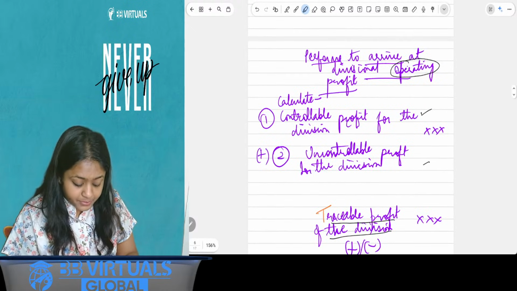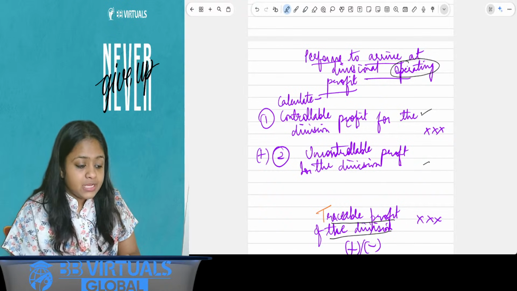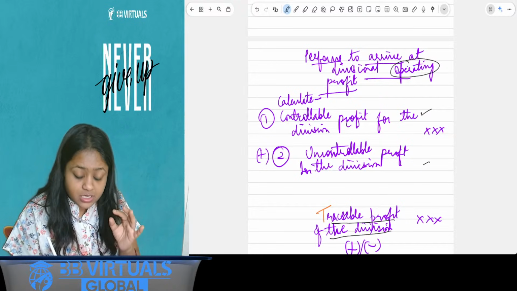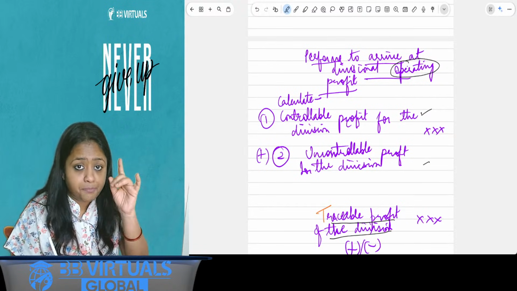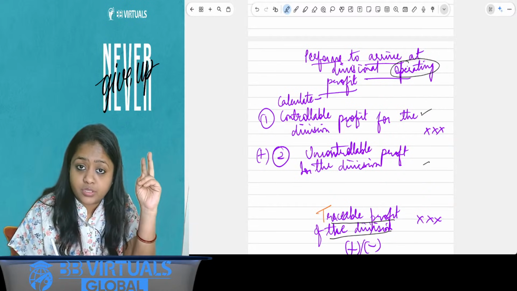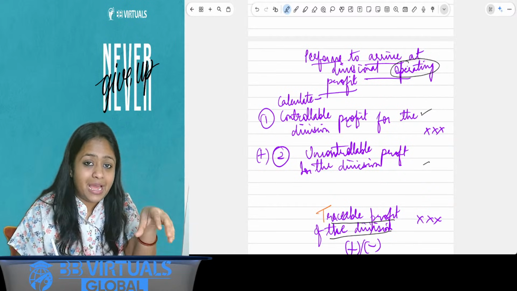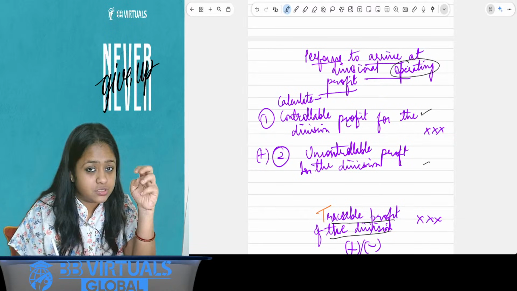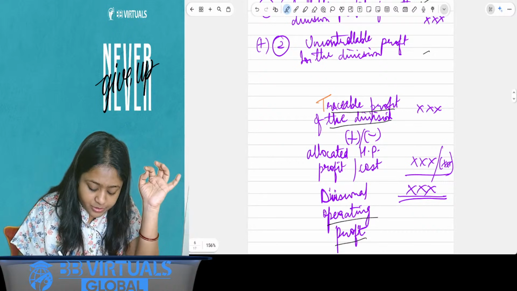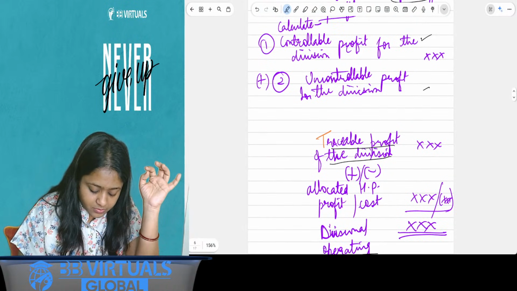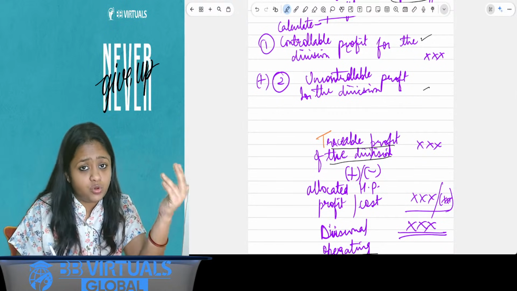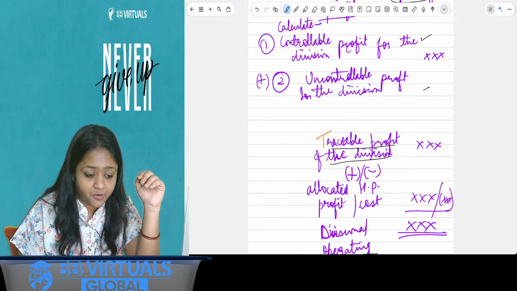What does it mean? Please look here. So it is important to look at this proforma. The proforma to arrive at the divisional or the operating profit: number one, calculate controllable profit for the division. With this, you will add the allocation of head office cost, head office revenue and all. So you will arrive at traceable profit. No, I'm sorry. When you add the head office allocation, then you will arrive at total profit. But first we have to do traceable profit.